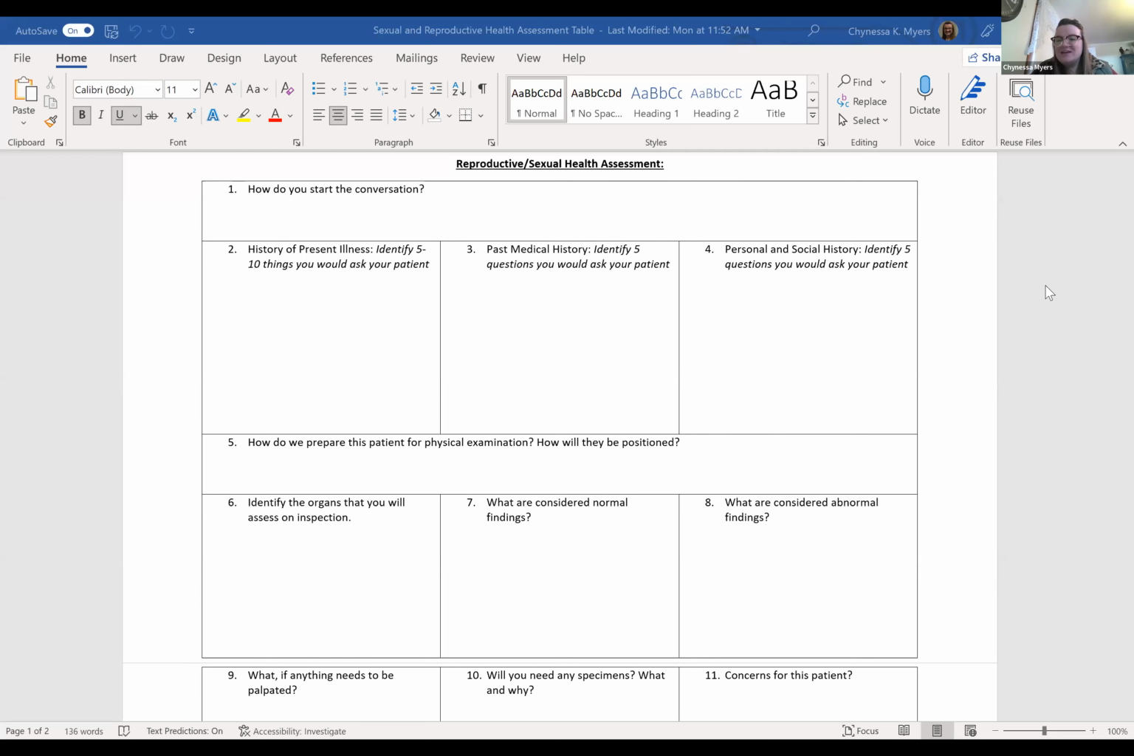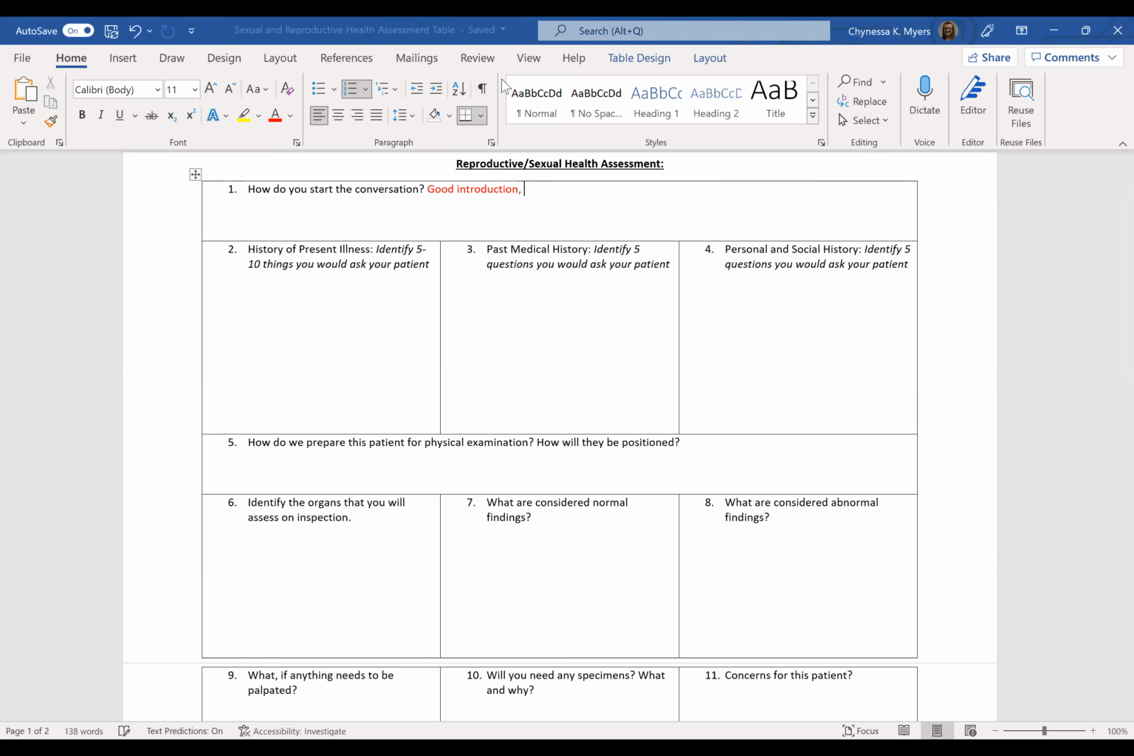Okay, perfect. All right, so let's go through and talk about a reproductive sexual health assessment. So when we are starting this conversation, how do we approach this topic? What are some suggestions that you have? How would you start the conversation? Well, I would first introduce myself and make sure that I'm eye to eye level with the patient. Yep. I think that's really good. Good introduction. What else? How do you set that foundation to ask those questions? If they're underage, ask them if they want their parents present or not. Yeah, that's a good one.